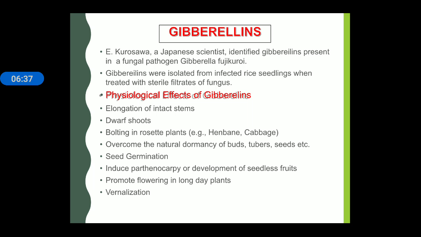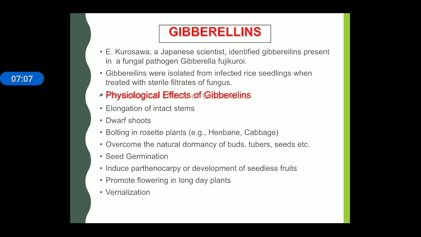What is dormancy? Dormancy is the state when a plant is unable to grow even if we provide favorable conditions. Meaning, if we provide favorable conditions to the plant but the plant will not germinate or grow, this is known as dormancy. So it overcomes the natural dormancy of bud, tuber and seed. It helps in seed germination.